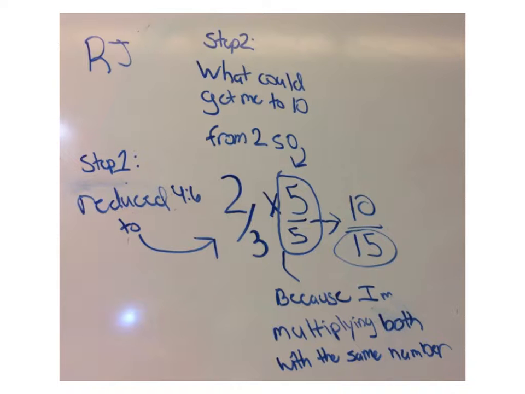In the Rodney James strategy, Rodney reduced the ratio of 4 to 6, which was that 4 pancakes compared to 6 tablespoons of flour, all the way down. He said that would be like saying 2 pancakes would take 3 tablespoons of flour. Then he asked himself, if we look at step 2, what could get me to 10? Because he needs 10 pancakes. He noticed that you could multiply the numerator and denominator by 5. You could scale up by 5, and you would end up with 10 pancakes needing 15 tablespoons. So that's a really nice example of using scaling.